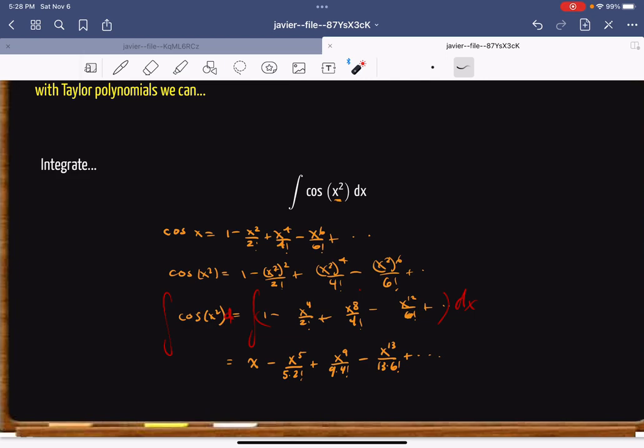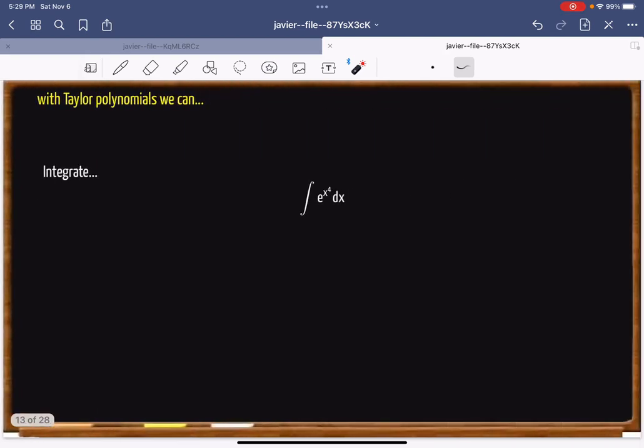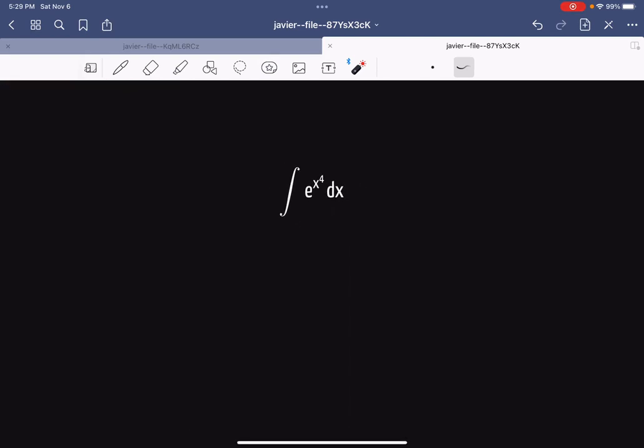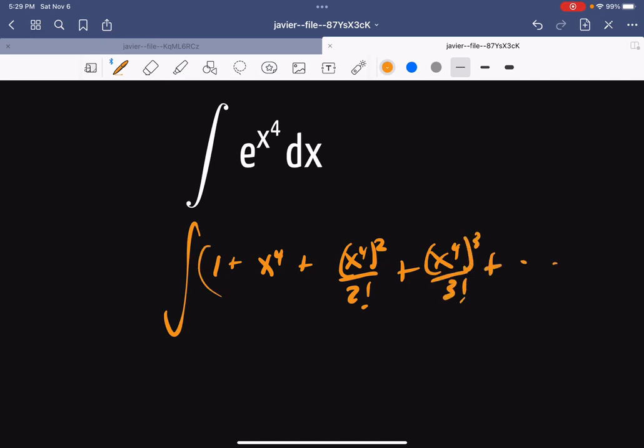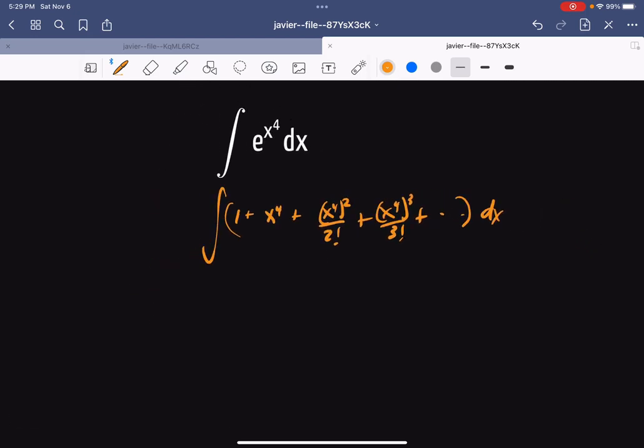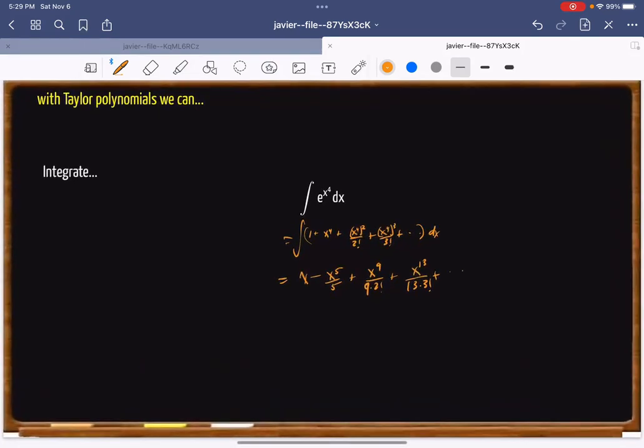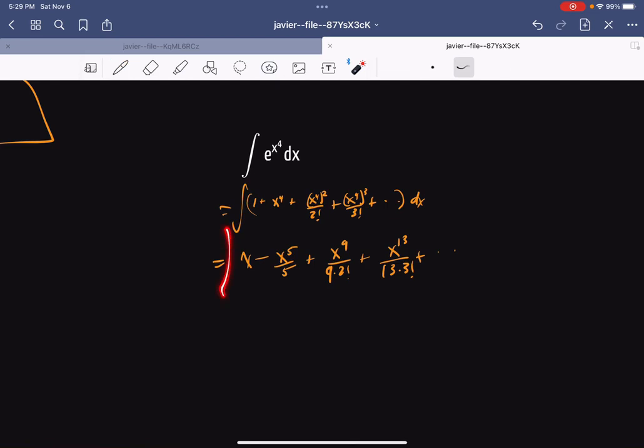Okay, so that's one of the things that you can do with Taylor polynomials. You can integrate things that you were never able to integrate before. Here's another simple example. That one is undoable as a regular integral. However, you could change it using the expansion. e to the x is 1 plus x squared over 2 factorial plus x to the third over 3 factorial and on and on and on. This one is actually doable. You could do it piecewise. So it'll be x minus x to the 5 over 5 plus x to the 9 over 9 times 2 factorial plus x to the 13 over 13 times 3 factorial and on and on and on. So you can actually integrate something that prior to today would have been basically impossible. Today we can do it, although you would need really, really long polynomials.